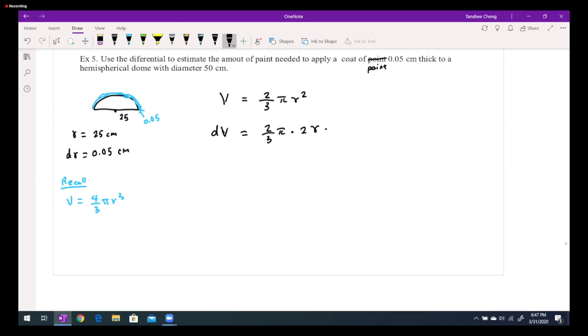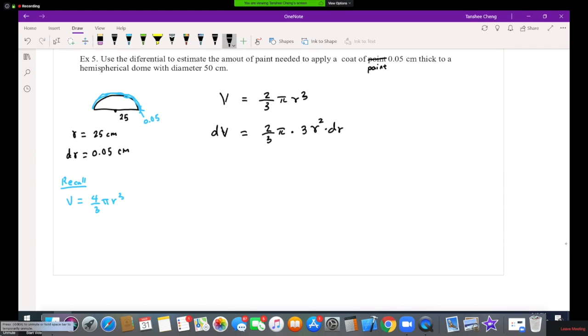I think it's r cubed. Times dr. Isn't it r cubed? Oh, r cubed. Thank you. So I made a mistake right here. R cubed, so this will become 3 and a square. Thank you, I copied it wrong. So now if I simplify a little bit, the differential of V is equal to 2 pi r squared times dr.